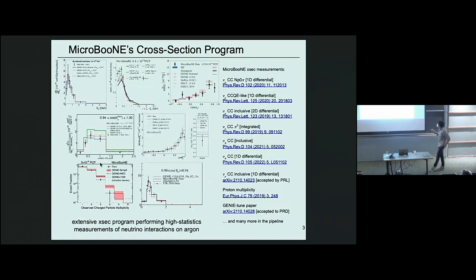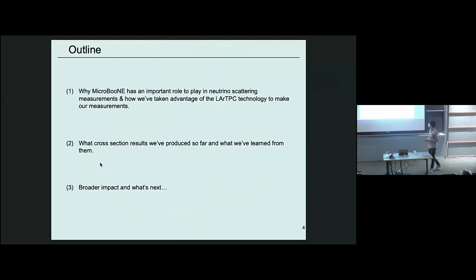So again, what I'll focus on is the cross-section program for MicroBooNE. And this slide is basically just trying to summarize that it's a very broad program with lots of measurements and lots of interesting takeaways and next steps. What you're seeing here is a screenshot of different extracted cross-sections from our currently published results, which span different channels, different beams, different neutrino flavors. So I'll try and give a flavor of what these results tell us and what's next for this measurement campaign.